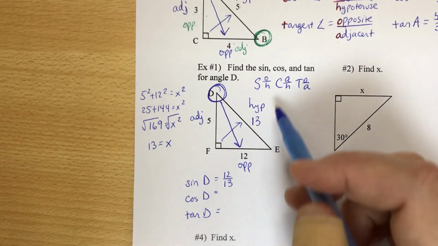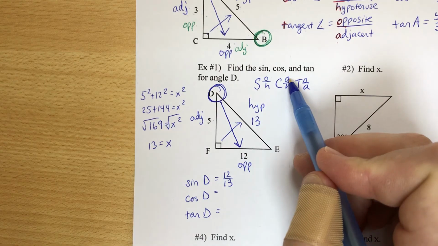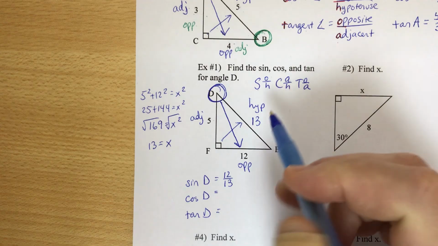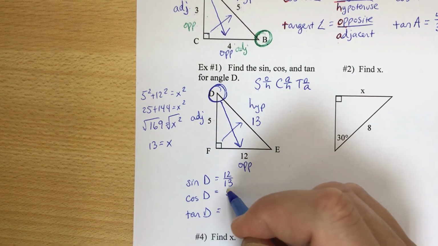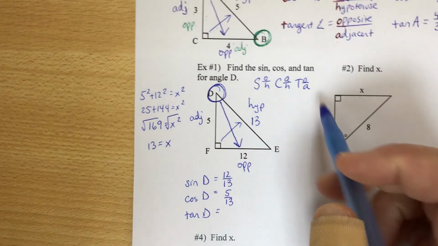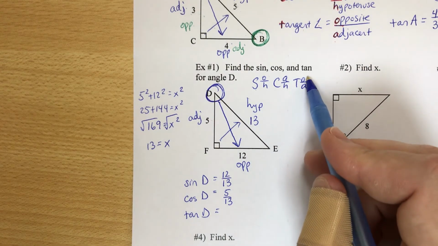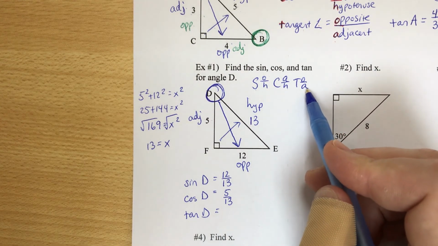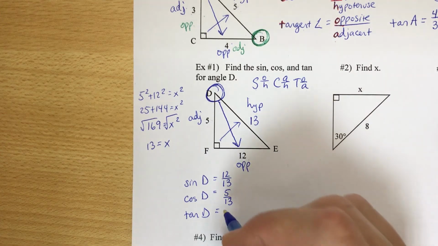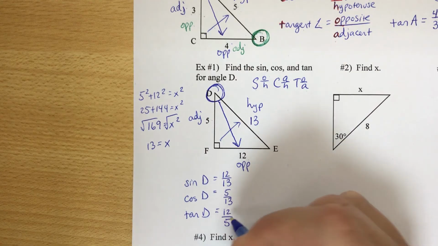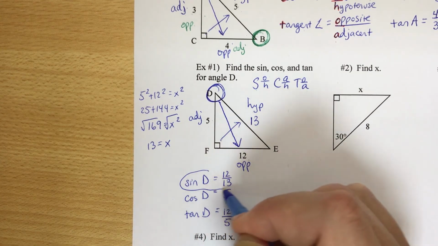The cosine of an angle is the adjacent divided by hypotenuse. So the cosine of angle D is 5 over 13. And then the tangent of an angle is the opposite divided by the adjacent. So the tangent of angle D, opposite over adjacent, is 12 over 5. And that's it. At this point, we're done.